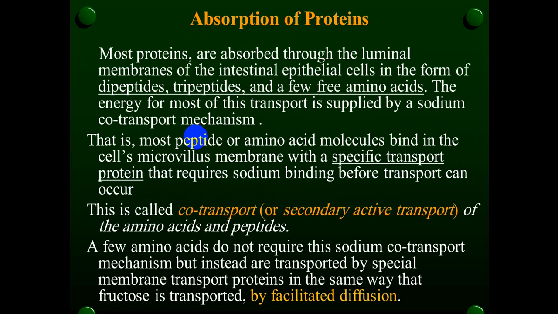For the absorption of protein, again here we need a co-transport. نحتاج إلى ناقل which is protein. فإذا احتاجنا إلى ناقل معناتها العملية هي active absorption process, active transport. Some few percent will be transported by passive diffusion, but mainly, if you face this question, it is transported by active transport.